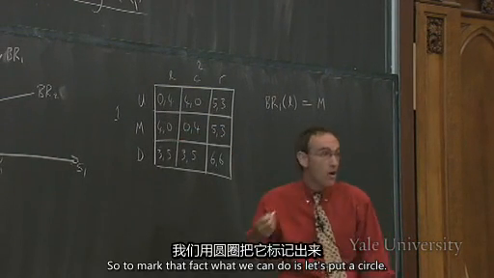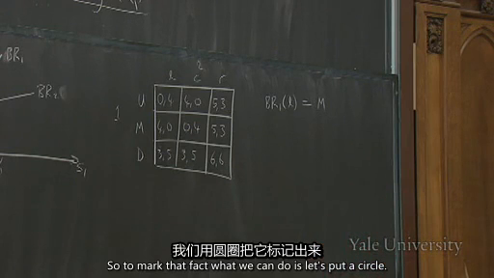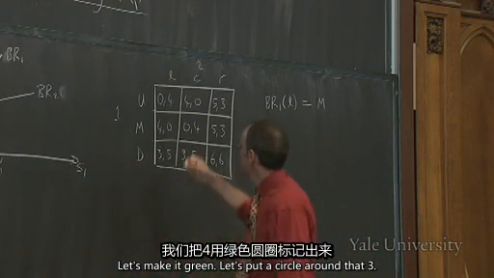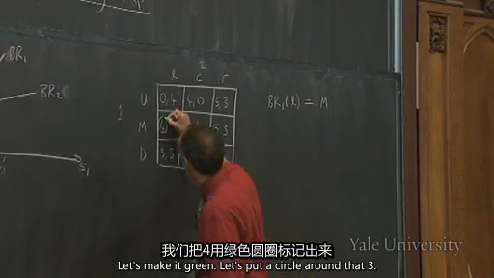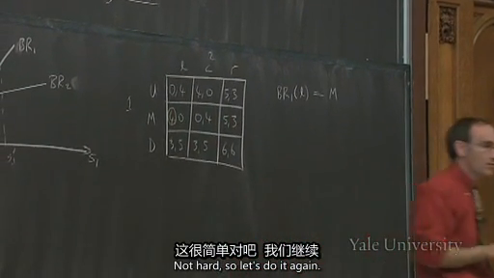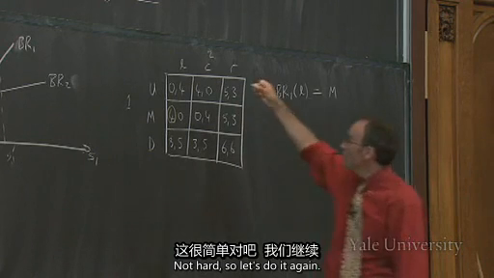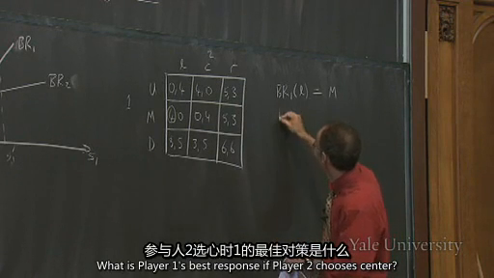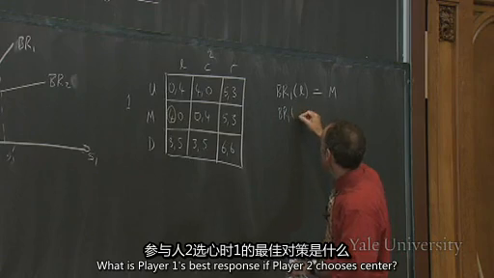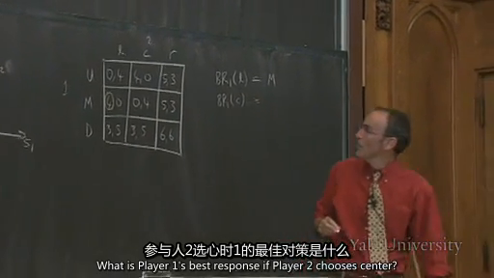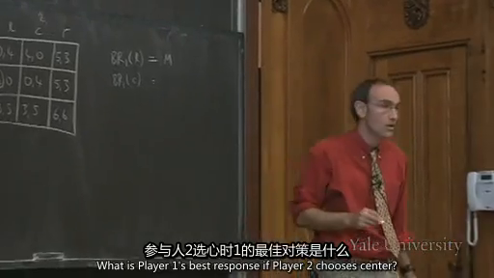So to mark that fact, let's put a circle, like in green, round that 4. Not hard, right? So let's do it again. What is player 1's best response if player 2 chooses center?